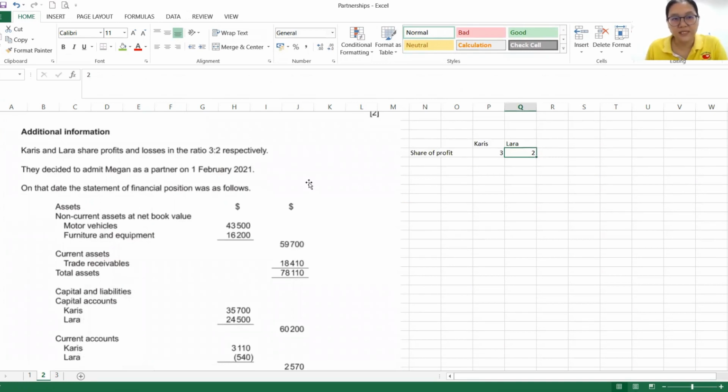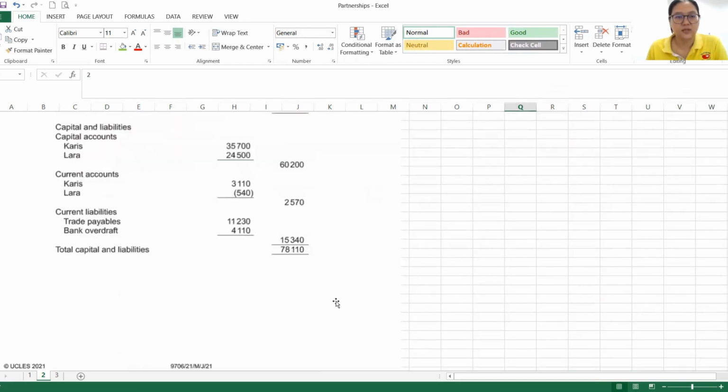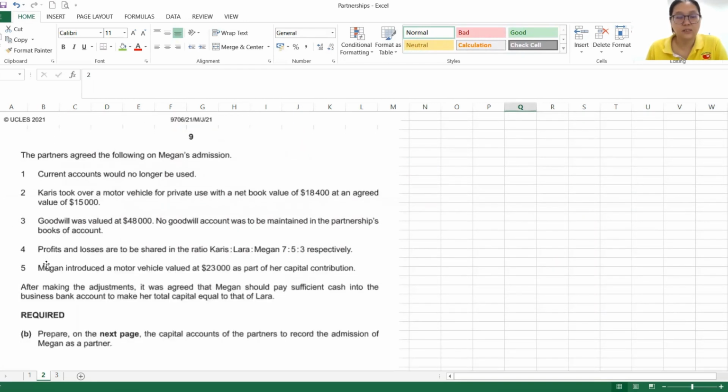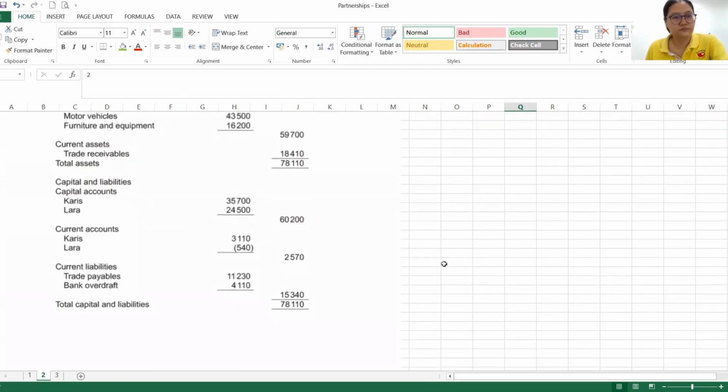They decided to admit Megan as a partner. So there is a new partner joining, and this is the old partners' assets and liabilities. Let's see what other criteria they set in the question. The partners agreed to the following on Megan's admission. Current accounts will no longer be used. So it means these two accounts, since they are not in use, we will transfer to capital.